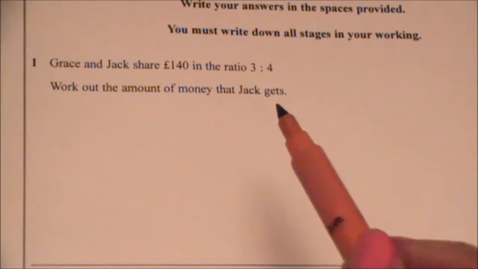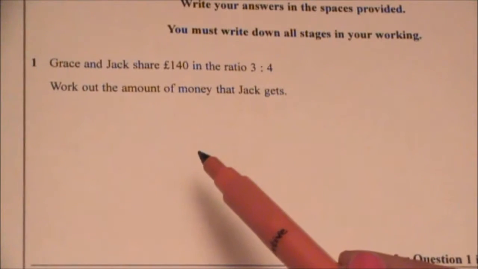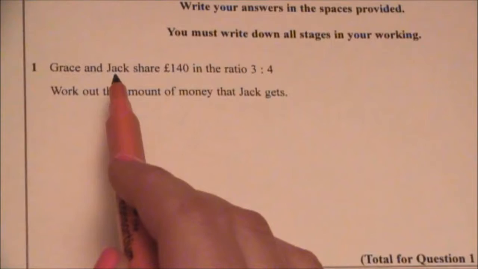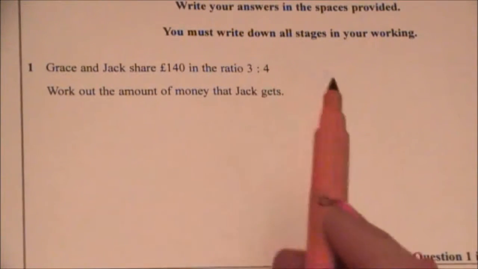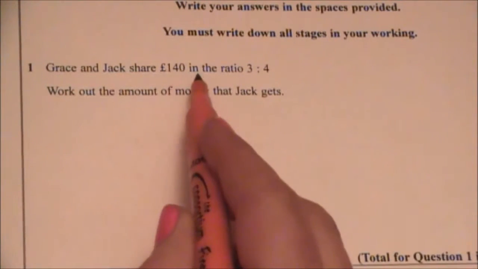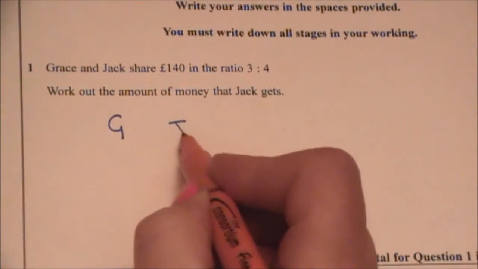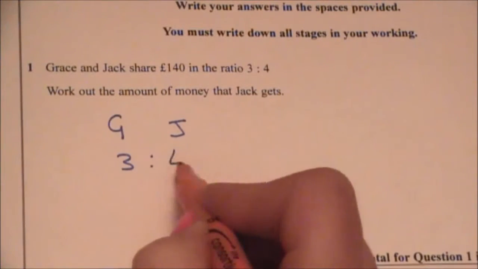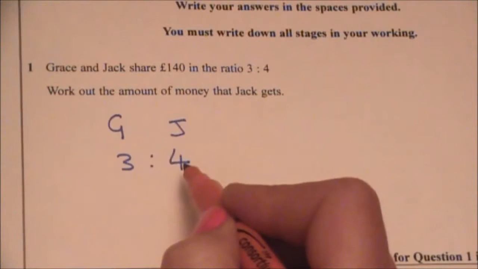Question 1 is a nice straightforward ratio question where you have to share the given amount into the given ratio. Now the most important thing with ratio is that the order that the names or the items are given to you in the question matches the order of the ratio. So Grace and Jack share £140 in the ratio of 3 to 4. So I'm dealing with Grace and Jack in the ratio of 3 to 4. So Grace gets 3 parts, Jack gets 4 parts.